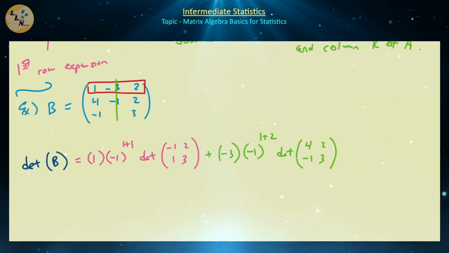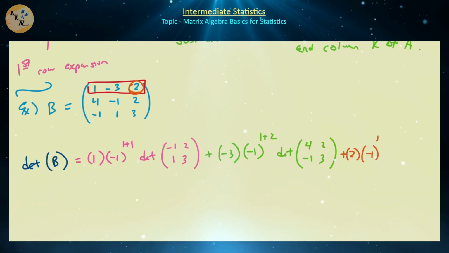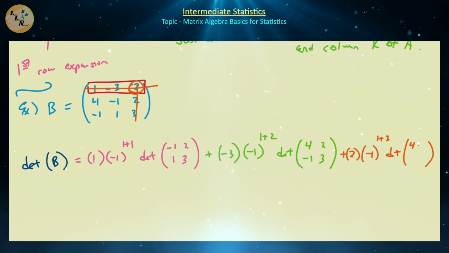And then finally, we're going to move on to the next cell, which is going to be located at the 2. So it's going to be 2 times negative 1 first row, third column, and then times the determinant of the 2 by 2 matrix we get when we eliminate row 1 and column 3. So it's going to be 4 minus 1, and 1.